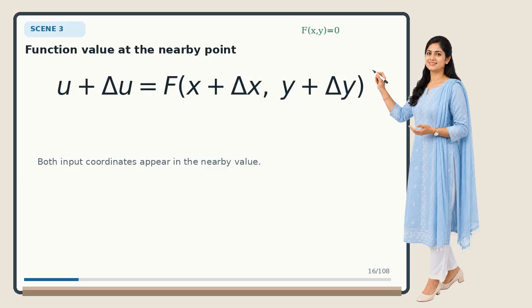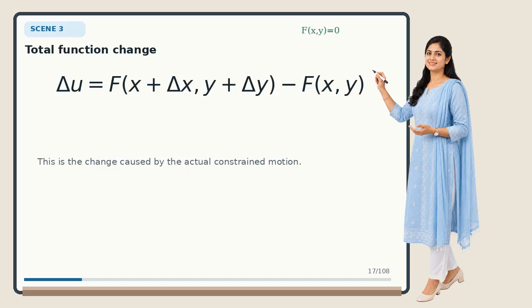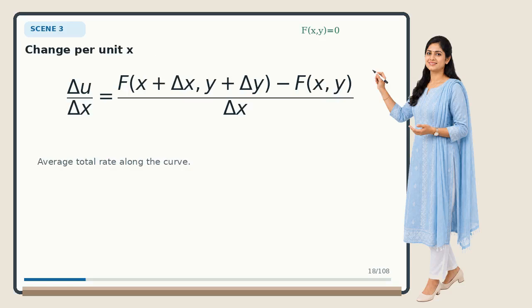At the nearby curve point, the function value may be written as u plus delta u, and it equals f evaluated at both changed coordinates. The total change delta u is the new function value minus the original function value. Divide the total function change by delta x. This measures the average change in u per unit change in x along the curve.